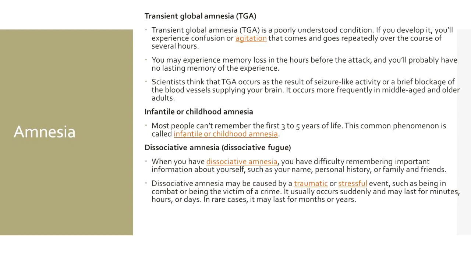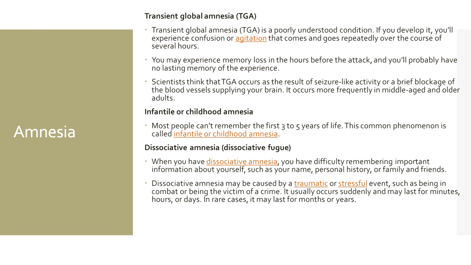Okay, we also have TGA or Transient Global Amnesia. This is a poorly understood condition. If you develop it, you'll experience confusion or agitation that comes and goes repeatedly over the course of several hours. You may experience memory loss in the hours before the attack, and you'll probably have no lasting memory of the experience. Scientists think that TGA occurs as a result of seizure-like activity or a brief blockage of the blood vessels supplying your brain. It occurs more frequently in middle-aged and older adults. So it will lead to experiences of confusion or agitation.